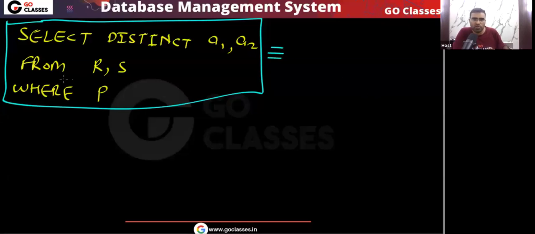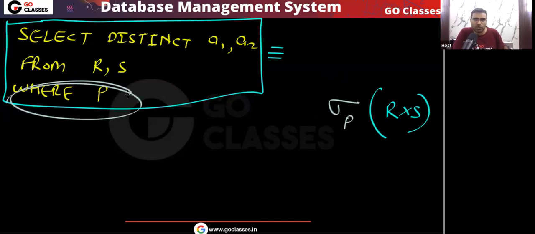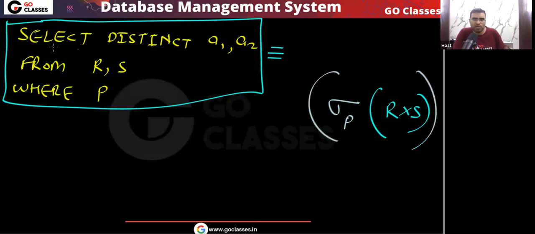This is equivalent to, first, doing the cross product R cross S. Then you select tuples where this condition P is satisfied. So this is the same as the tuple selection condition. And then we project A1, A2. Is this clear? So very simple.